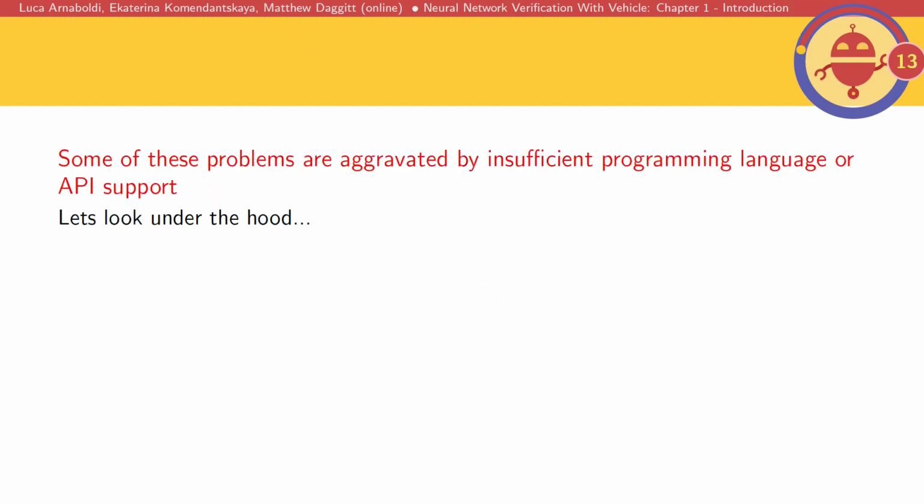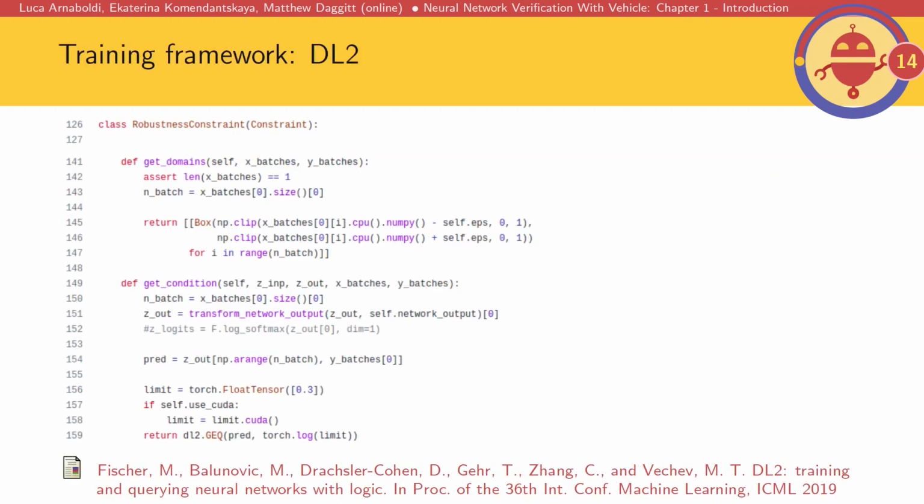Some of these problems are aggravated by insufficient programming language or API support. So let's have a look. If today you just wanted to honestly verify a few of your neural networks, you go and dig down into the code, and this is one. This one is for training. You give a property and then it trains for your property. You try to read this code, and everything is mixed in one large bag.